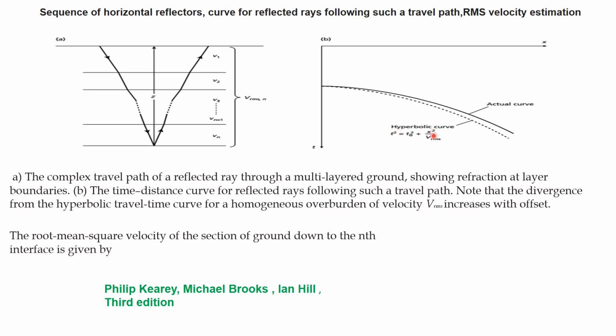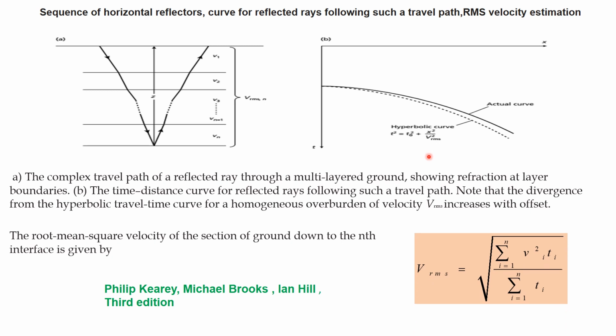So how do we define the RMS velocity? For every layer we take the square of the velocity and multiply it with the respective time of the ray through this layer, and we take the sum and divide by the total time and take the square root of that, and we will get the RMS velocity. From that RMS velocity we will get the travel time hyperbolic curve.